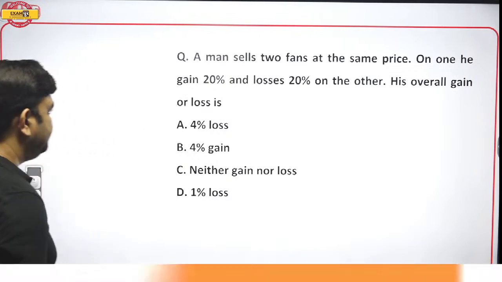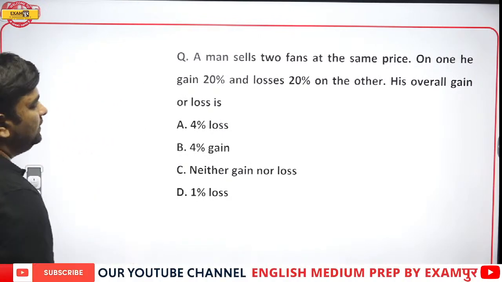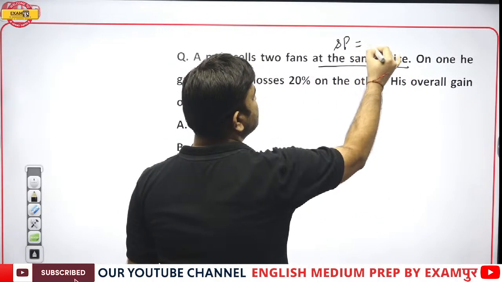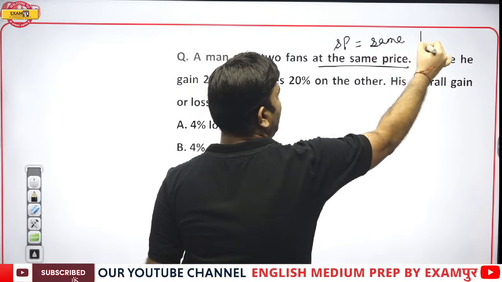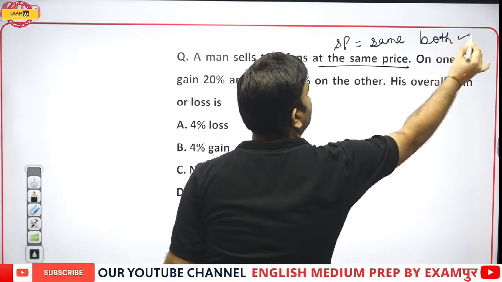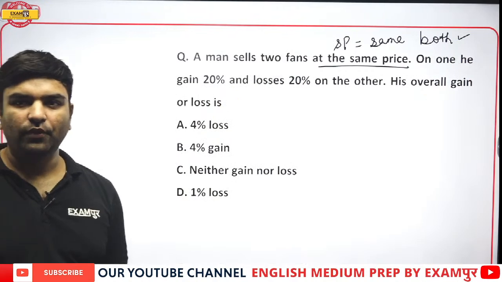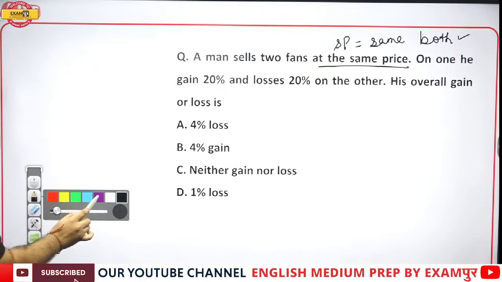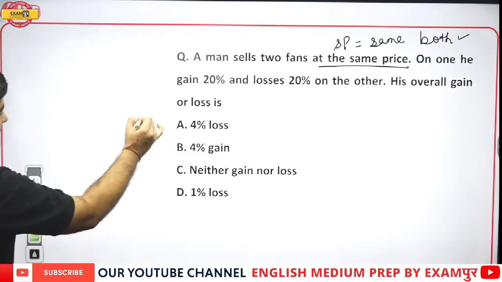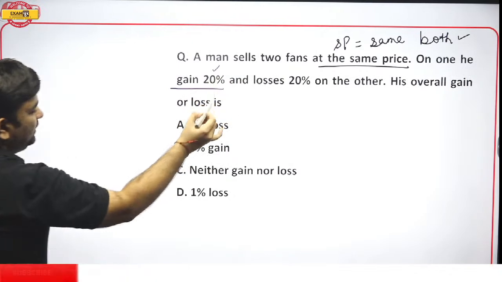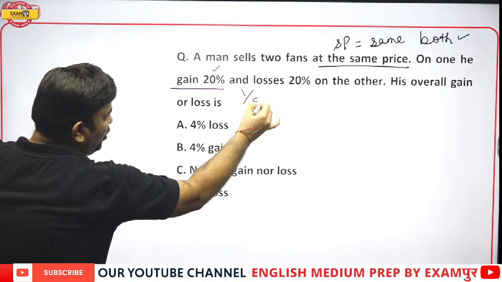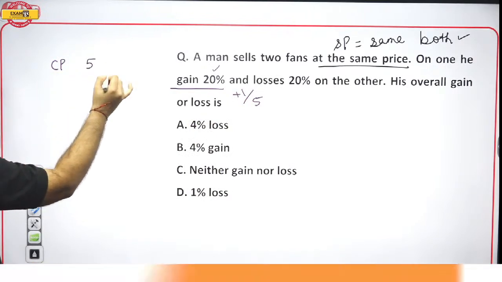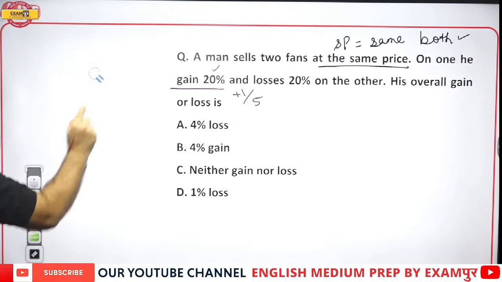This is easy. You are selling the fans at the same price. So selling price is same for both. On the first, he gained 20%. 20% is a gain of 1 over 5. So for the first, CP is 5 and SP is 6.